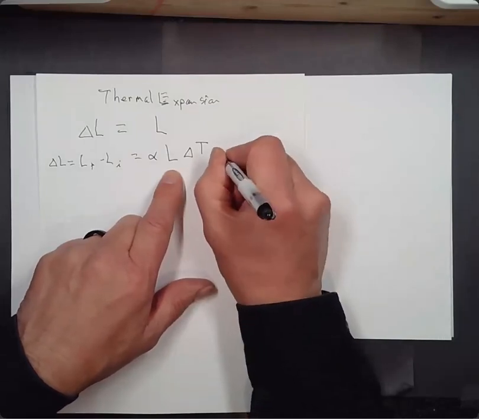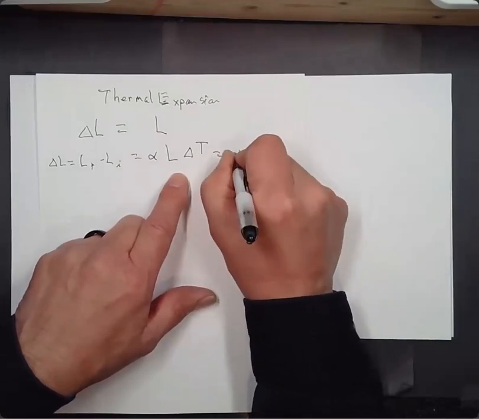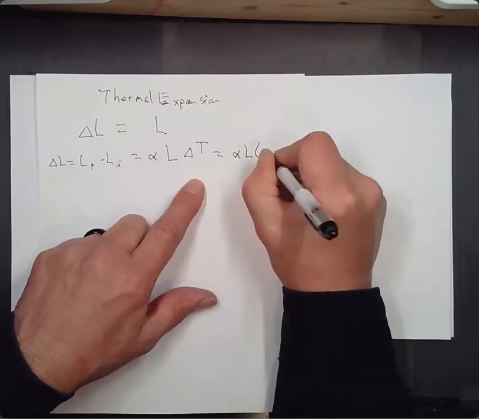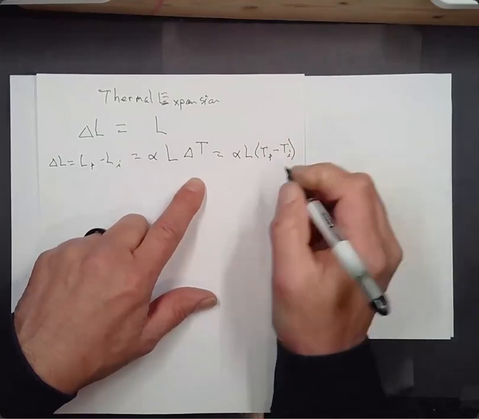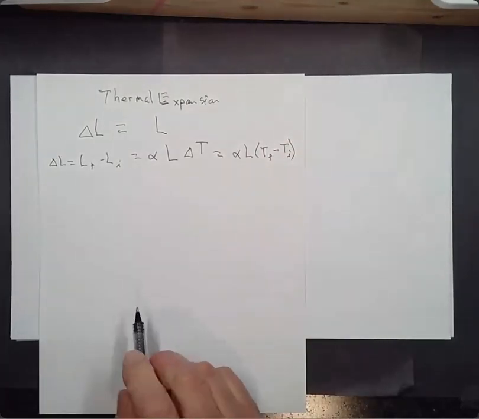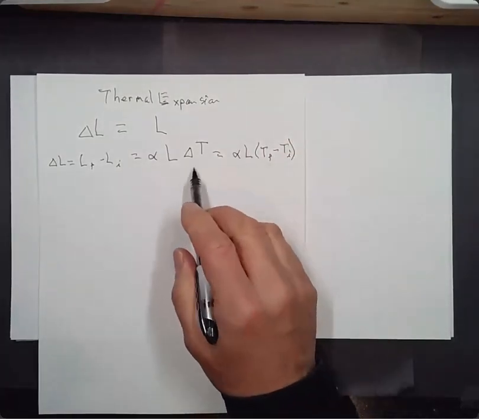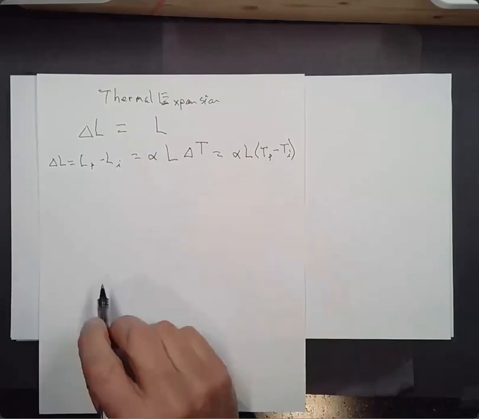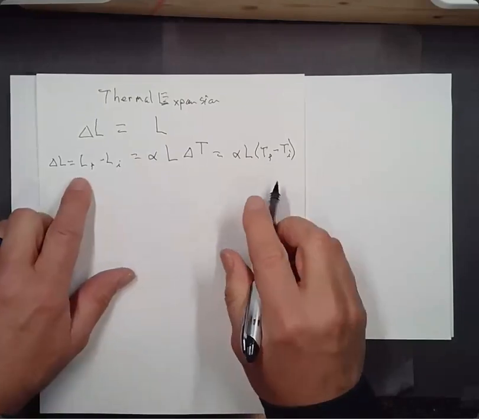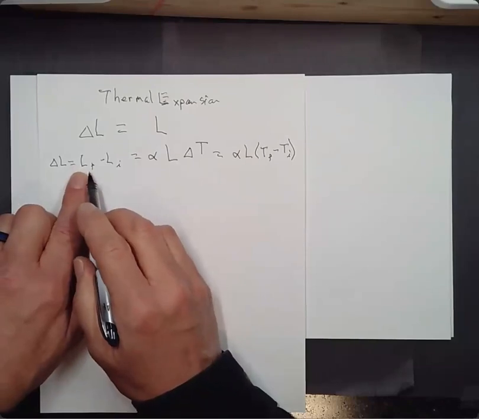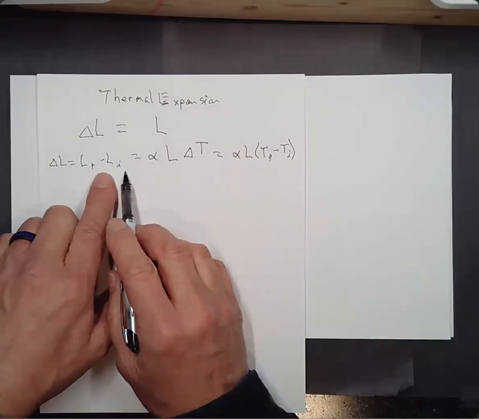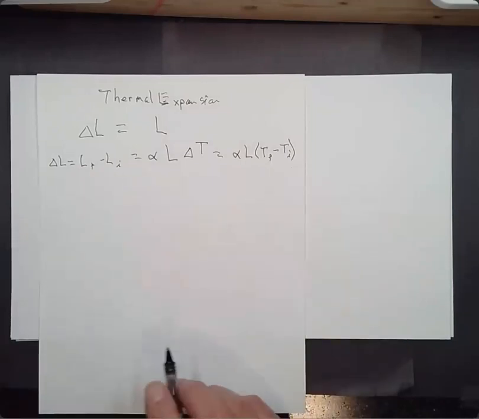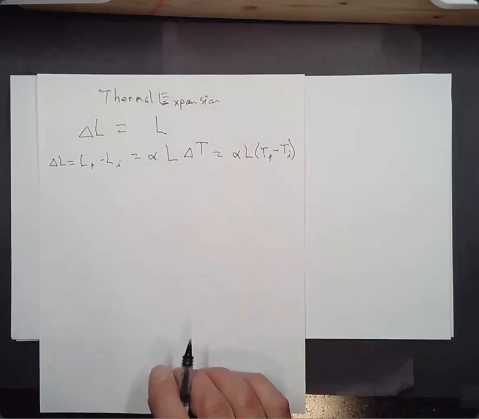But we could think of this as delta L equals alpha L times (T final minus T initial). So we'll have that going on. Anyway, a lot of times we just write it as delta T and don't worry about it all that much. But L final would be the length at whatever T final happens to be, and L initial would be the length at whatever T initial happens to be. And you sometimes have to be kind of careful with these.